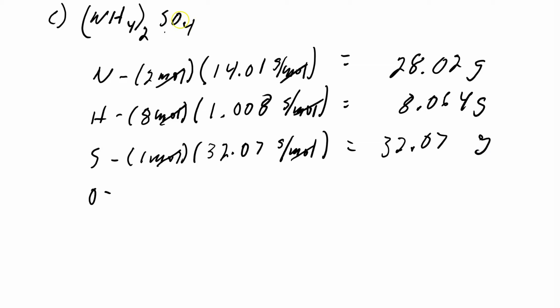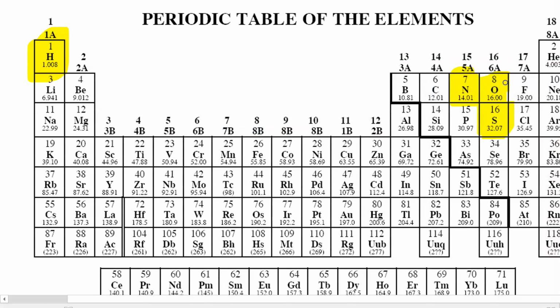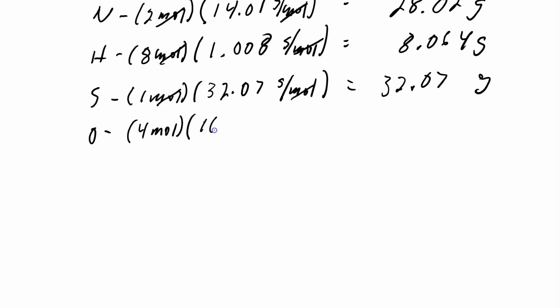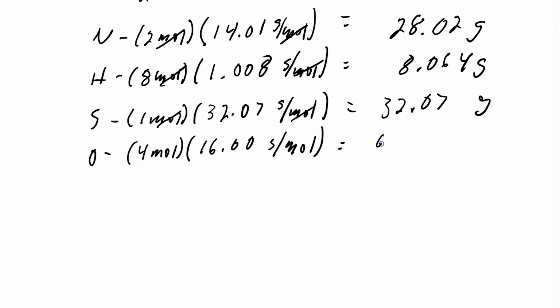Lastly, we have oxygen. There are 4 oxygen atoms in the compound. We have 4 moles of oxygen then in 1 mole of the compound. So we multiply our 4 moles times its molar mass. Periodic table gives us oxygen, element number 8, with a molar mass of 16.00. So let's write that in, 16.00 grams per mole. And now multiplying that, we get 64.00, again, 4 significant figures.